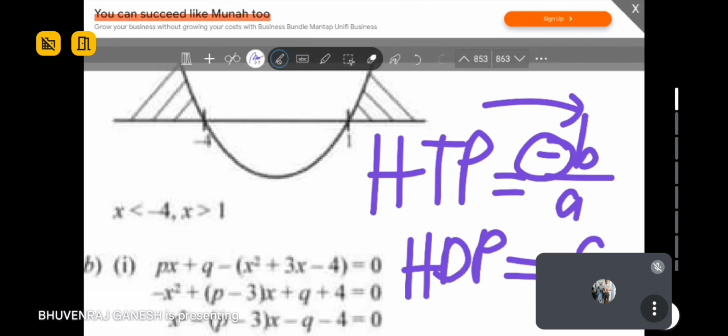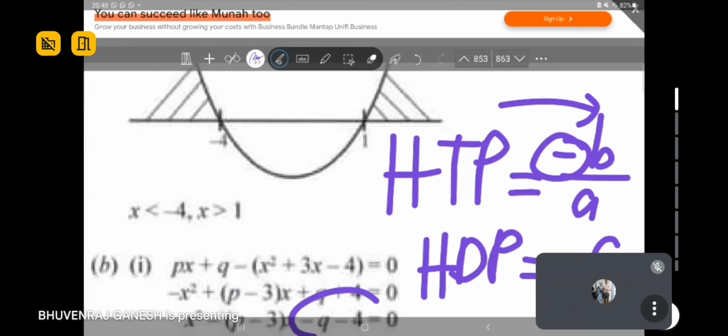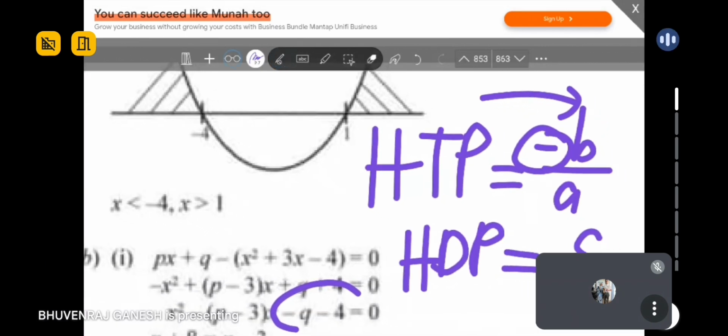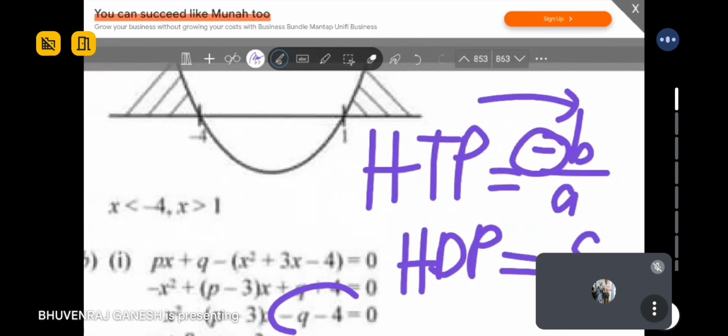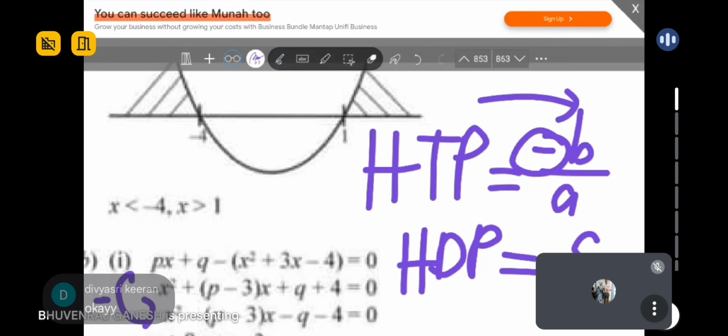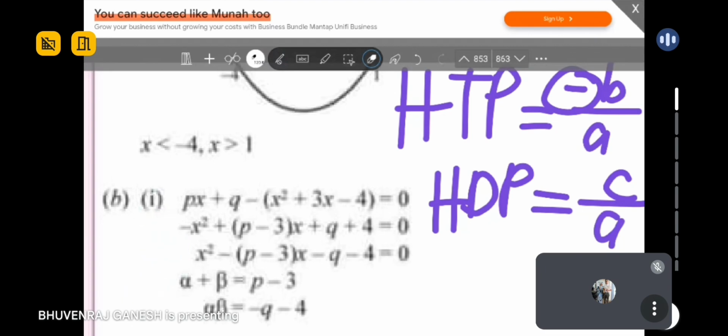So what is your C value? Yes, correct. Nilai C? Shakira, kamu kena refer yang latest tau. Q plus 4, cannot. You must refer to your latest one, guys. When you rearrange the equation, you must use negative Q minus 4. Cannot use the earlier one, because this one you times the whole equation by negative. Am I right? Kamu darab seluruh persamaan dengan negatif kat sini. So you must use the latest value. So your HTP and HDP is this one. Alpha plus beta, HTP or SOR; alpha beta is HDP or POR.